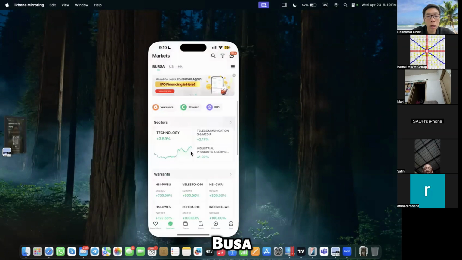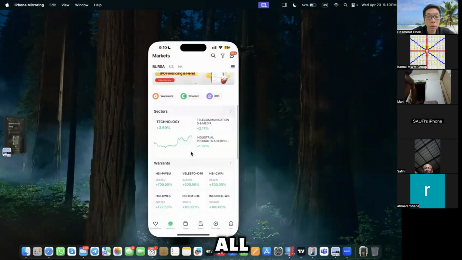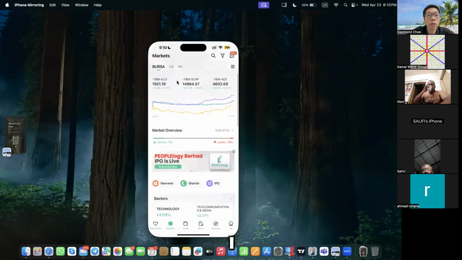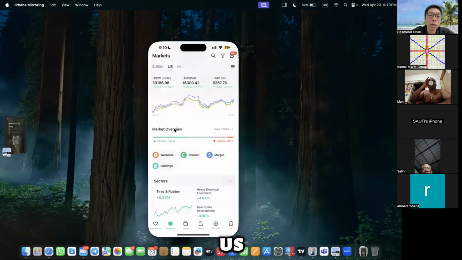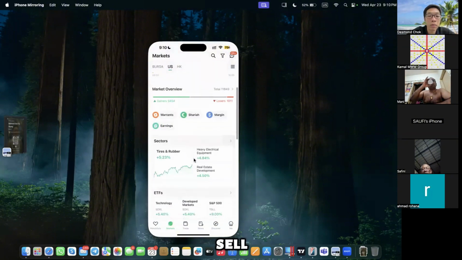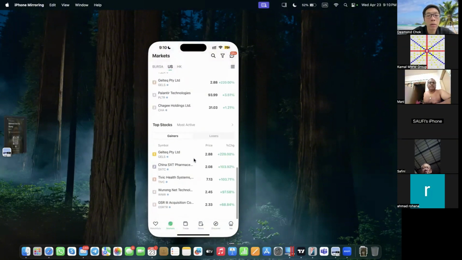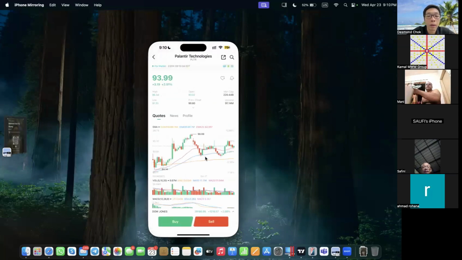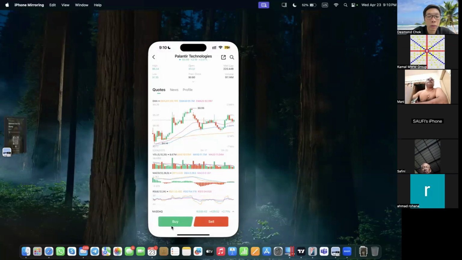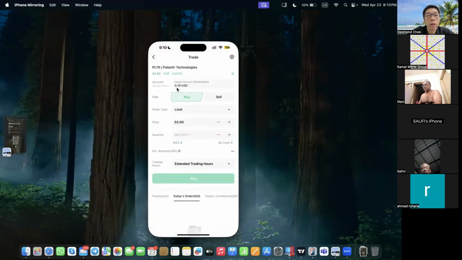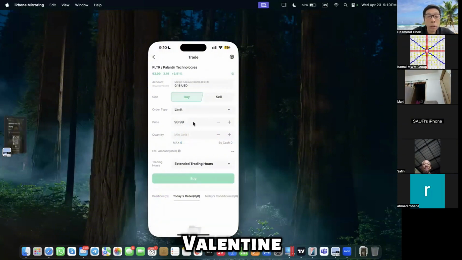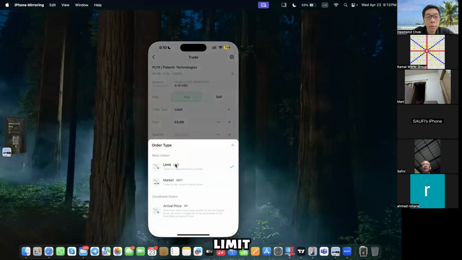Okay, so for Bursa, generally I already cover all. So next one I go to, let's say, US. If US, how to buy and sell. Maybe any stock. Valente. Okay. So Valente, same thing. There's a limit, market, arrival price, conditional order.